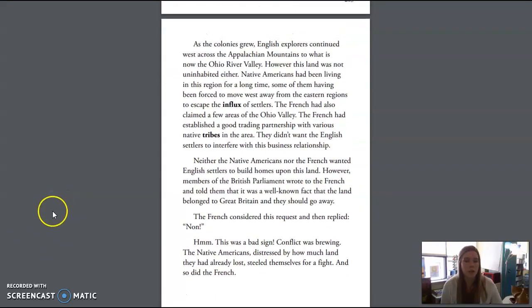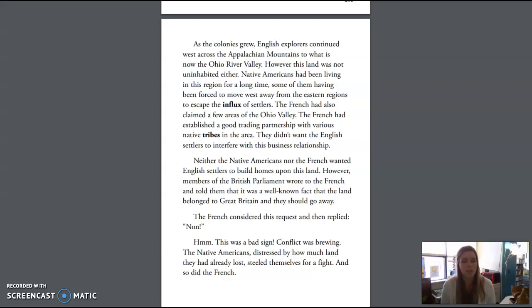As the colonies grew, English explorers continued west across the Appalachian Mountains to what is now the Ohio River Valley. However, this land was not uninhabited either. Native Americans had been living in this region for a long time, some of them having been forced to move west away from the eastern regions to escape the influx of settlers. The French had also claimed a few areas of the Ohio Valley. The French had established a good trading partnership with various native tribes in the area.